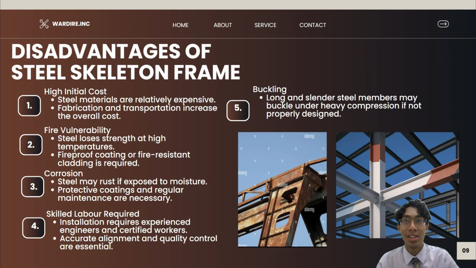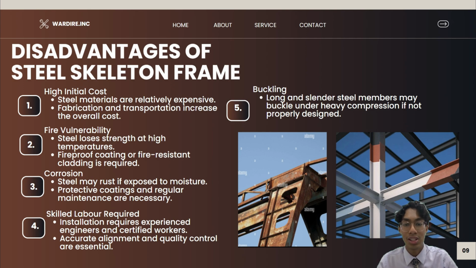Next up is the disadvantages of the steel skeleton frame. Firstly, the initial construction cost is relatively high because structural steel fabrication and transportation require significant investment. Secondly, steel performs poorly under extremely high temperatures. During a fire, steel gradually loses its strength and may deform if it is not protected.